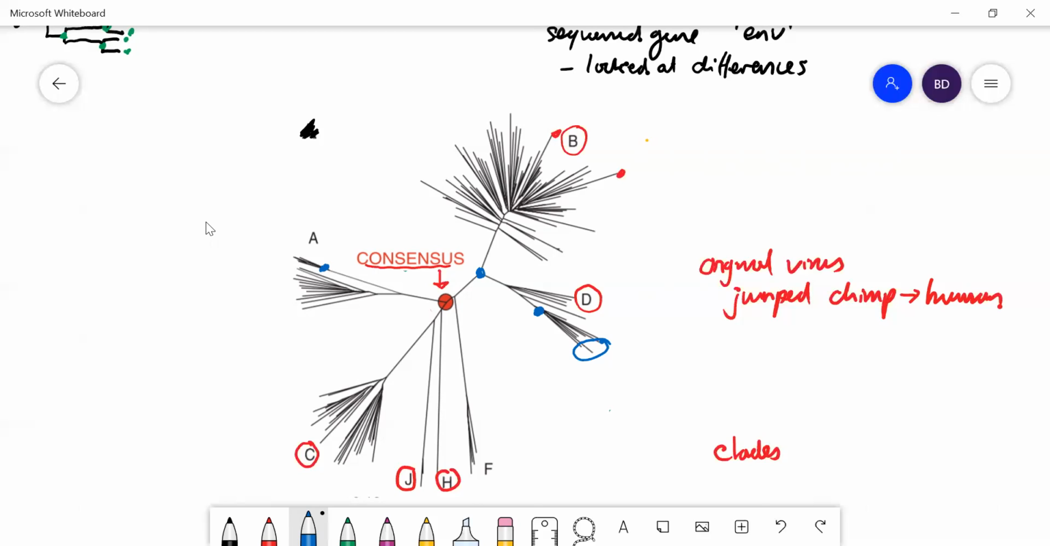Remember, there's only 159 people, 3 people with A, and they had very similar sequences to each other, so the virus must have only diverged a relatively short time ago. They've only accumulated a short number of base pair changes. So the idea was to find out how long these lines are. If you can find out how long the line is from there to there, you can find out when the virus emerged from the chimp.